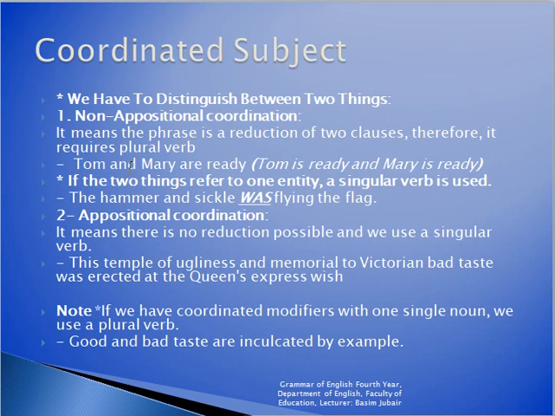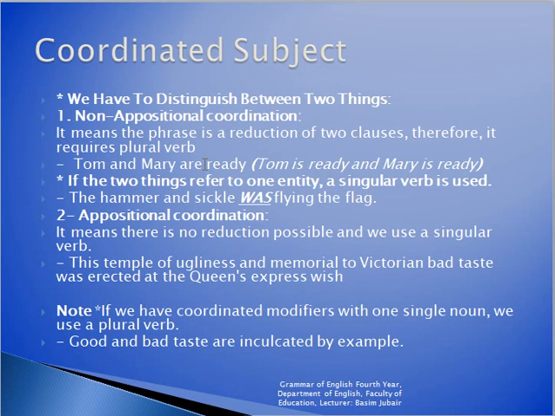Now, coordinated subjects. Sometimes we have two or three or more subjects which are coordinated by one of the coordinators. Now, how can we get the agreement or the concord regarding them? For example, we have to distinguish between two things: non-oppositional coordination and oppositional coordination. Non-oppositional coordination means the phrase is a reduction of two clauses. Therefore, it requires the plural form of the verb. Why? Because two clauses are combined together. For example, Tom and Mary are ready. Here, Tom and Mary, these two subjects, represent two simple sentences, which means Tom is ready and Mary is ready.